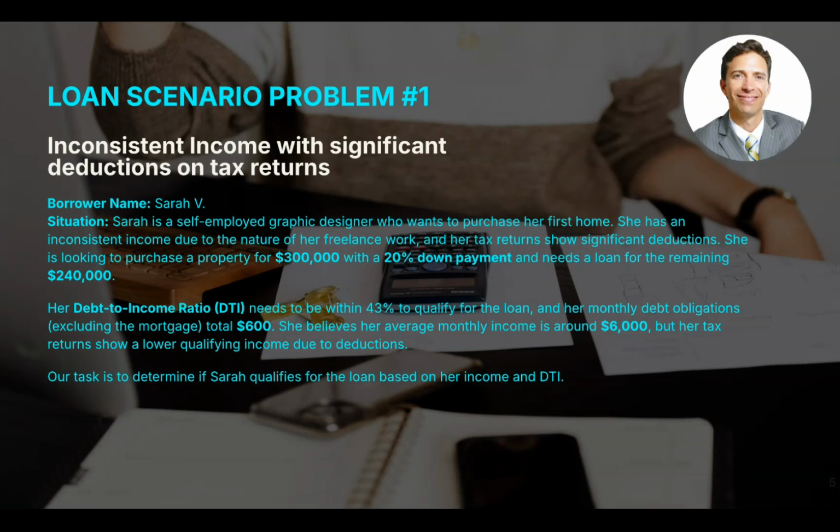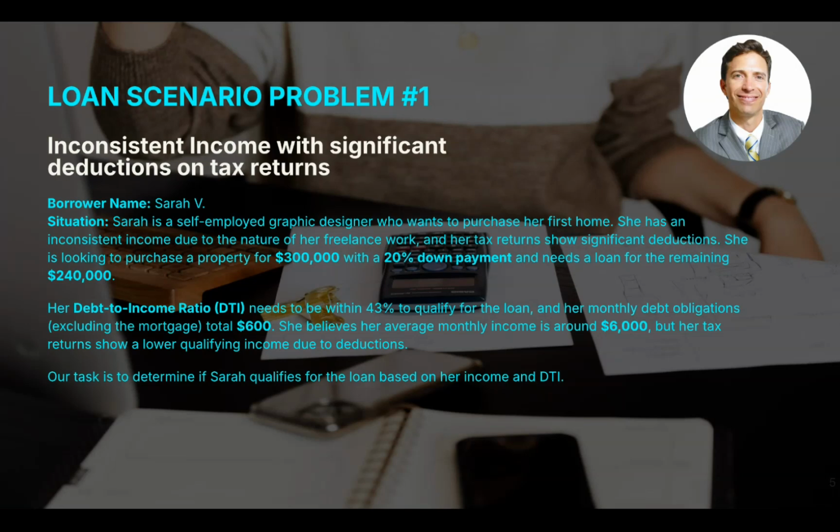Situation is this. Sarah is a self-employed graphic designer who wants to purchase her first home. She has an inconsistent income due to the nature of her freelance work, and her tax returns show significant deductions, which you're going to see often with many borrowers. She's looking to purchase a property for $300,000 with a down payment of 20% and needs a loan for the remaining $240,000. Her debt to income ratio, or DTI, needs to be within 43% to qualify for the loan in this case, and her monthly debt obligations, excluding the mortgage, total $600.